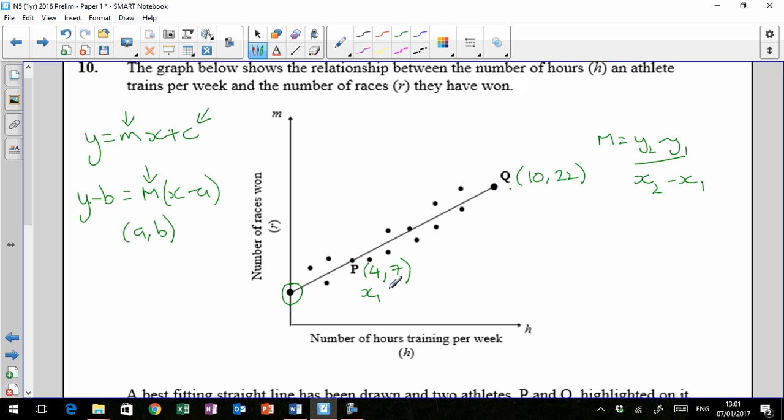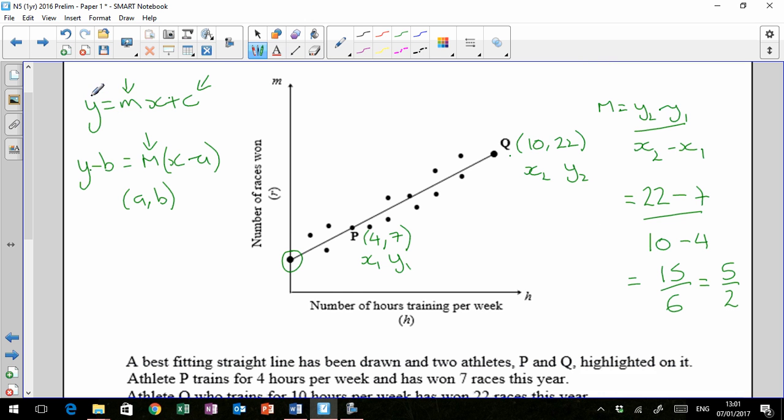We know that this is the x and y of our first coordinate, and x and y of our second coordinate. So y2 is 22, y1 is 7, x2 is 10, and x1 is 4. So 22 minus 7 is 15, and 10 minus 4 is 6. They both divide by 3, so it's 5 over 2.